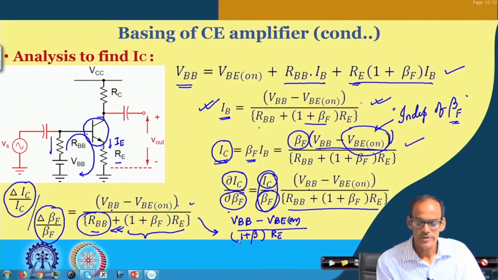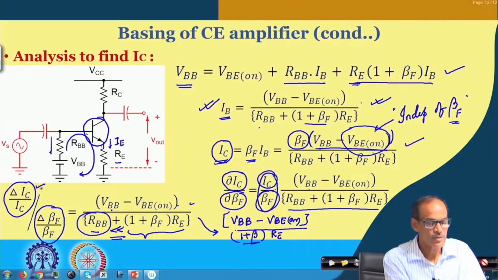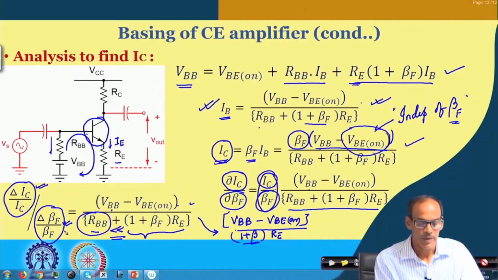Now, due to this 1 plus beta coming in the denominator, it is inversely proportional to beta f under this condition. Of course, then we can say that the sensitivity of the collector current change with respect to beta f will be quite small.